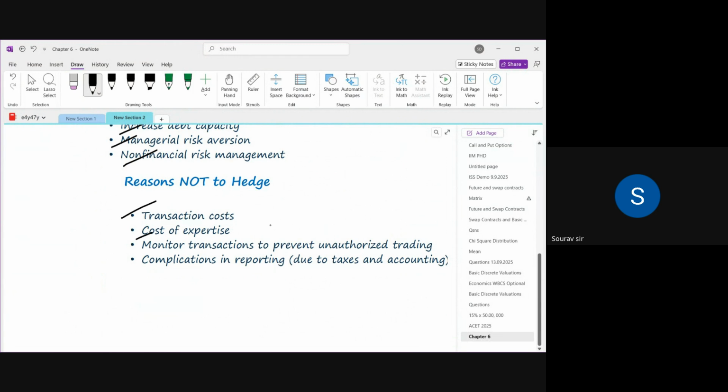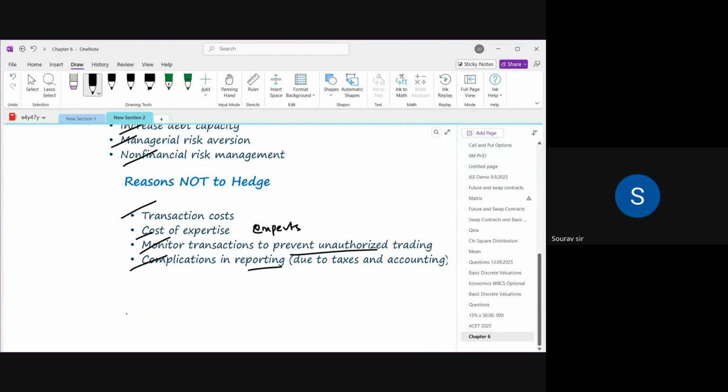Cost of expertise: hedging requires skilled professionals. Hiring or training such experts, because they will decide. Monitor transactions to prevent unauthorized trading. Derivative contracts can be misused. A firm must implement internal controls, otherwise contracts go without oversight. And complications in reporting: accounting standards require complex hedge accounting treatment, recording derivatives on the balance sheet, marking to market, and showing fair value adjustment.